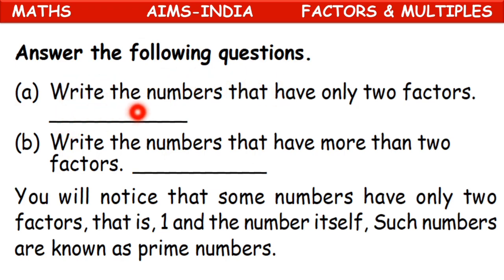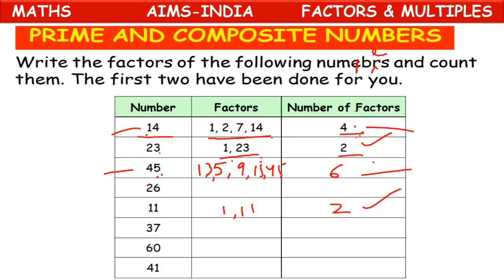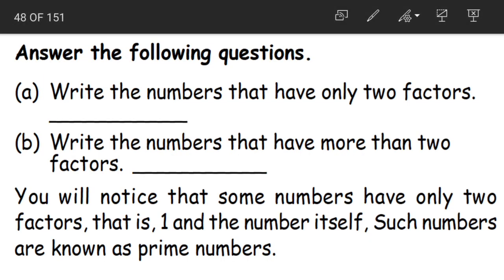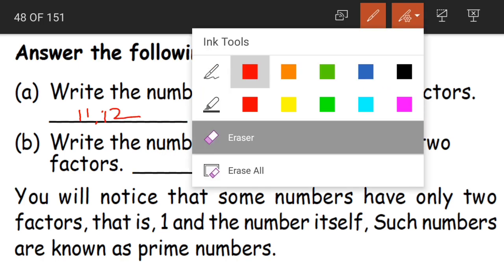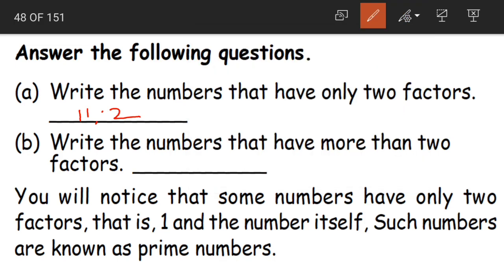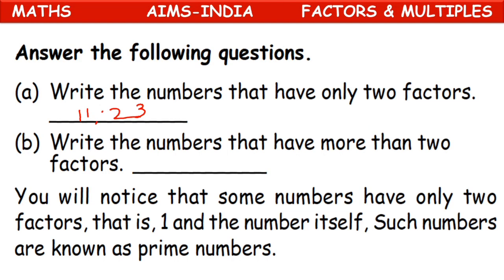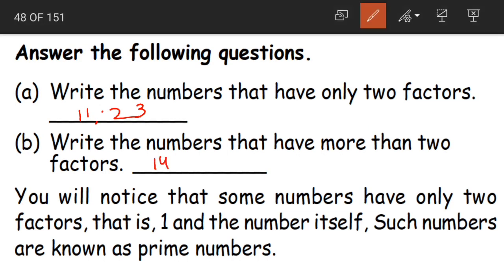Now answer the following questions. Write the numbers that have only 2 factors. Write the numbers that have more than 2 factors. Okay, see here, from the ones that we have solved, 11 and 23 have only 2 factors. Next, more than 2, 14 and 45 have more than 2 factors.